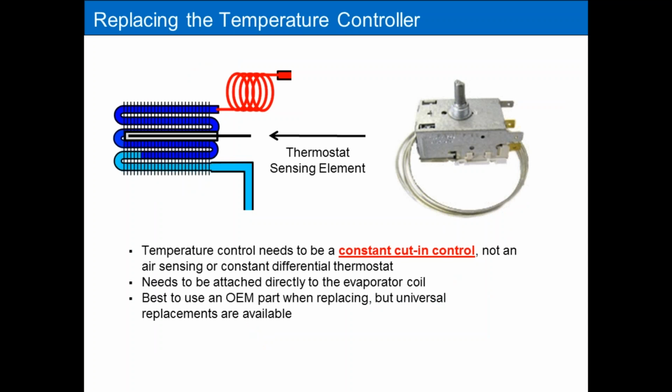If you determine it is the temperature control, well, remember it's a constant cut-in temperature control. Make sure you replace it with a constant cut-in temperature control, and make sure that when you can, use the OEM replacement. This way you're getting the right temperature range. They do make universal ones on the market that do work, but you got to make sure they work within the temperature range that you need it to work in. So you might have to do some research to find out what is the right universal one. But when in doubt, get the OEM one.